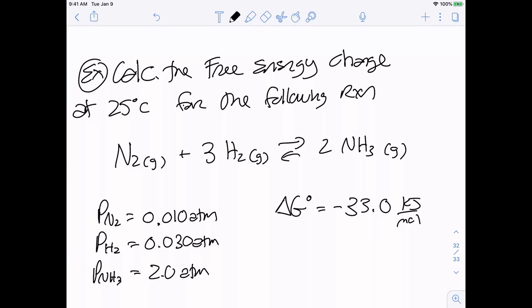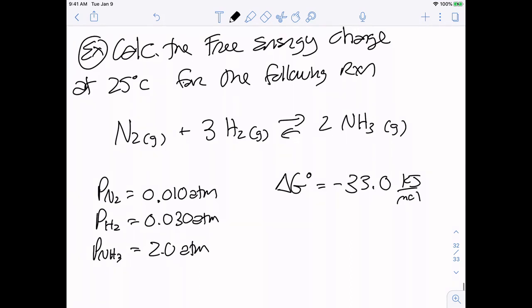Kilojoules per mole. I'm going to rewrite our equation down here just because I scrolled out of it. I mentioned what R and everything was, but I want to actually write it down. So I have delta G is equal to delta G naught plus RT times the natural log of Q.